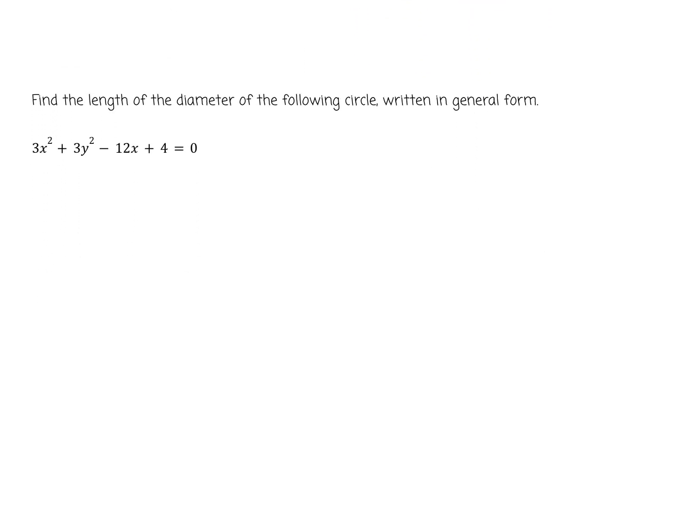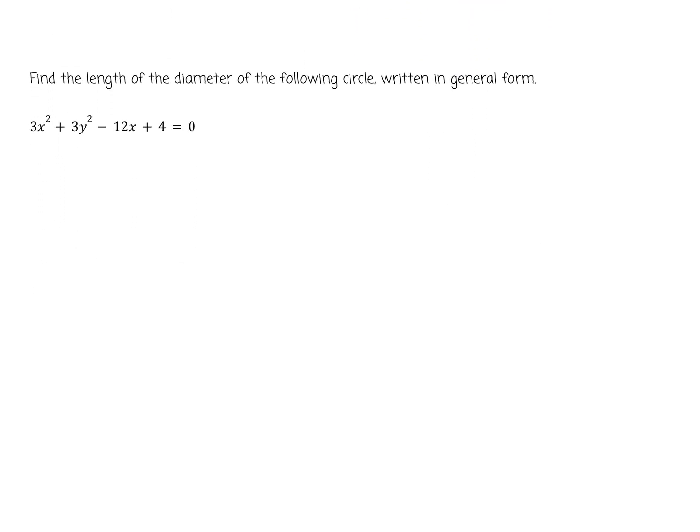Okay. Last example is we want to find the length of the diameter of our circle that is written in general form. So just kind of a refresher, the diameter of a circle is twice the radius. So that means if I can find the radius of the circle, I can just double it and that will give me my diameter. So the only way I'm really going to find my radius is if I put my circle in standard form.